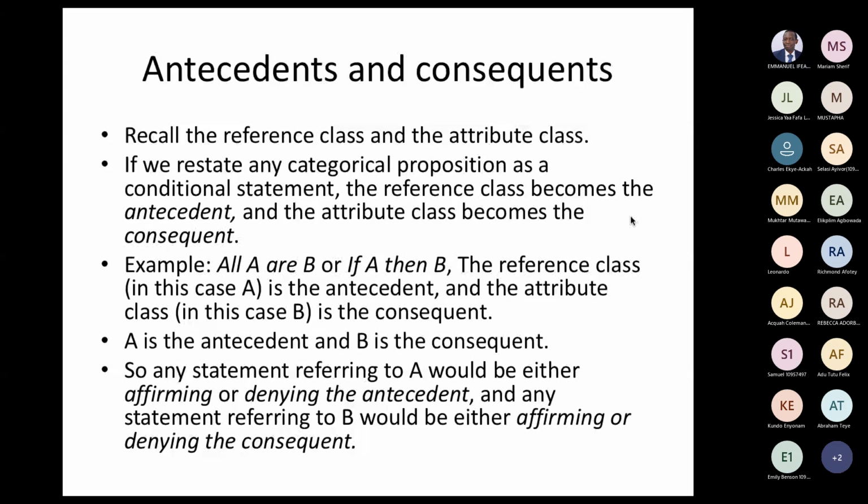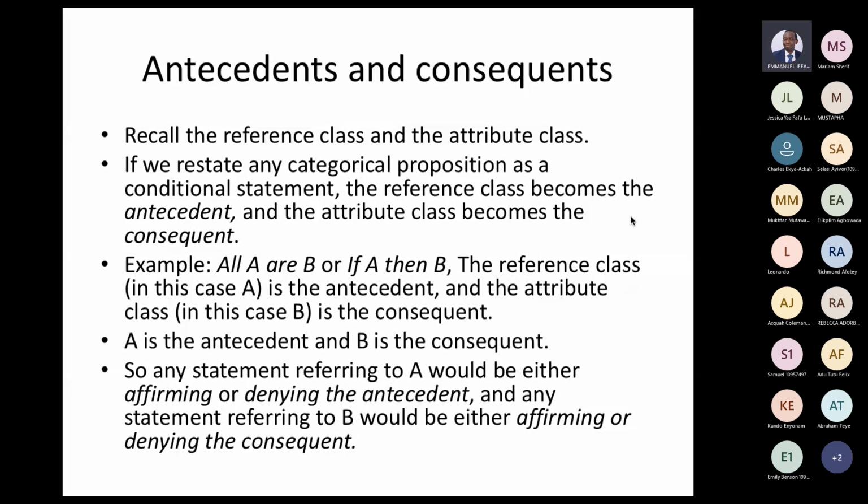Now, antecedents and consequents. This is the major way of working with a deductive argument. To understand antecedents and consequents, remember the reference class and the attribute class. The reference class is like the subject, the attribute class is like the predicate. If we restate any categorical proposition as a conditional statement, the reference class becomes the antecedent and the attribute class becomes the consequent.